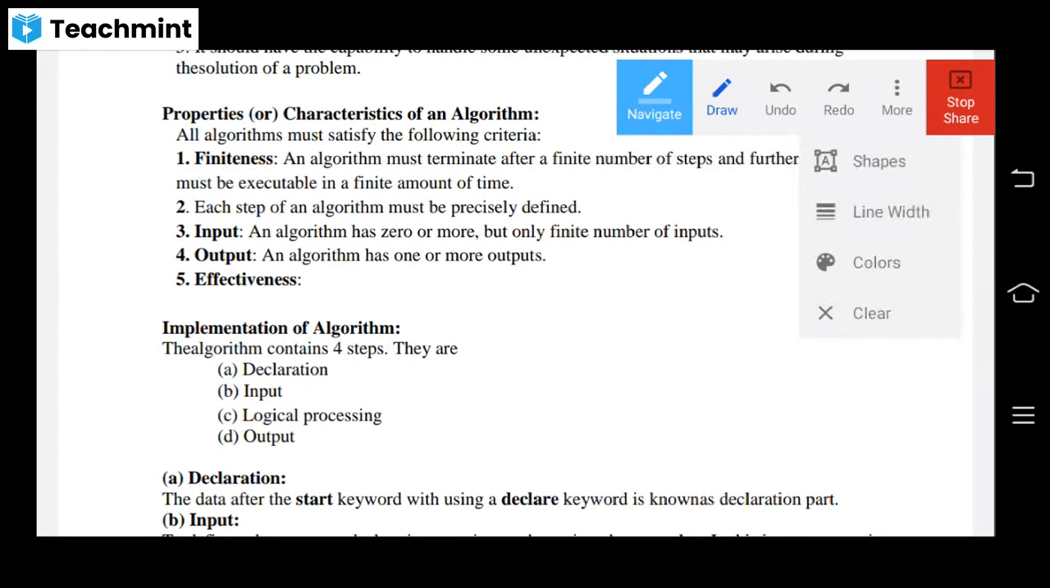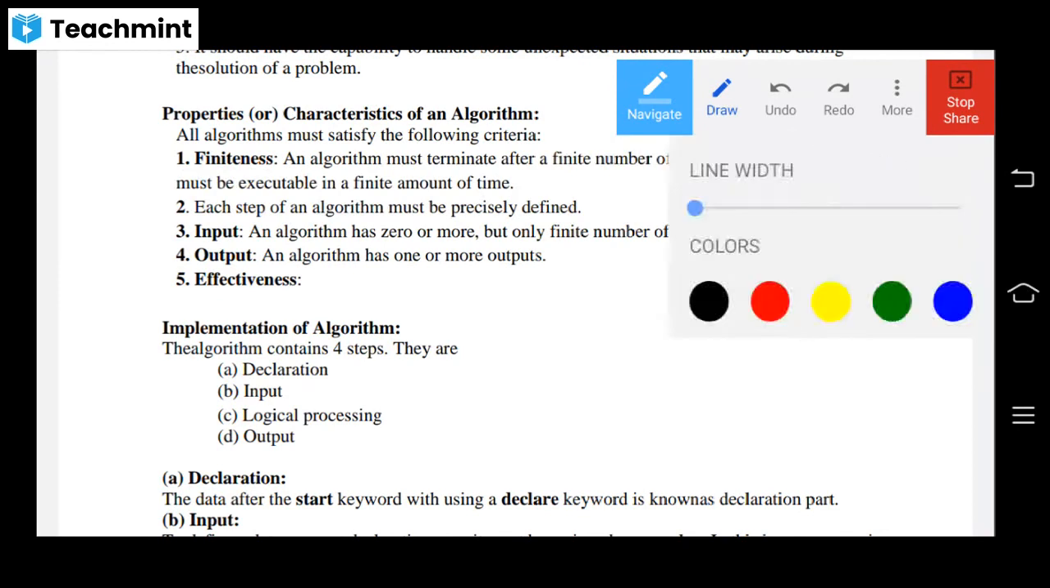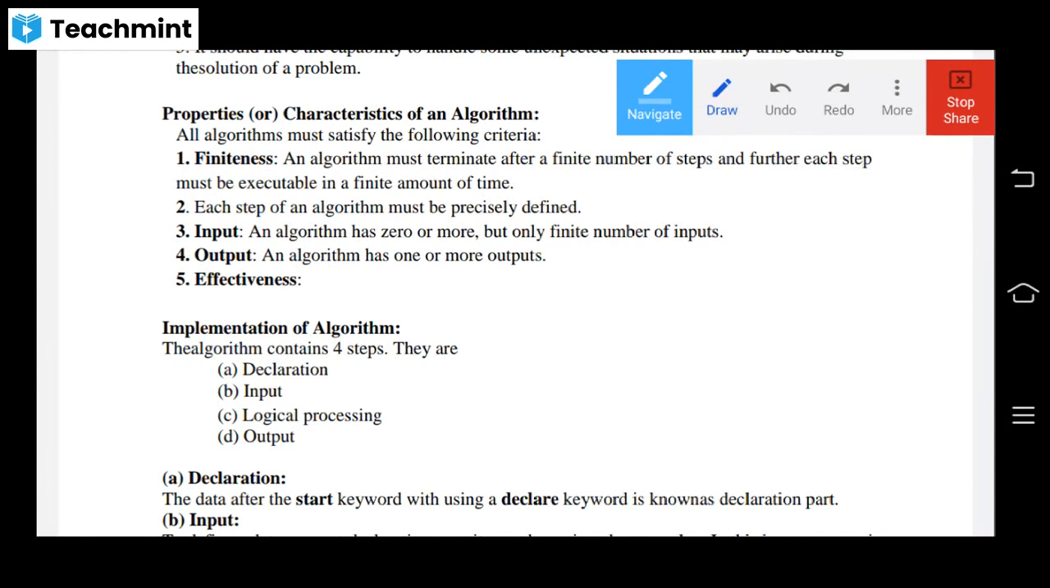Next we go through the next property related to an algorithm: each step of an algorithm must be precisely defined. ఓకే. అంటే ప్రతి ఒక్క ఆల్గరిథంకి సంబంధించి ప్రతి స్టెప్ ముందుగానే డిఫైన్డ్ అయి ఉండాలన్నమాట. ఓకేనా. Next we go through the input.